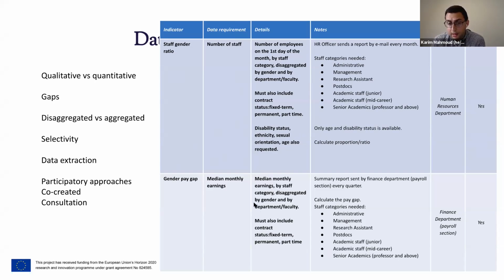Another example, gender pay gap. I said I want the median monthly earnings, and I want that information by staff category, disaggregated by gender, and again, by department and faculty. And I also wanted that stratified by the contract type, whether they were fixed term, permanent, or part-time. And this is a summary report that was sent by the payroll section every quarter, so not every month. And so this is the type of exercise that you can do in order to identify your data needs and also have a systematic way of capturing where the data is coming from, what the source is, how you're going to use it.